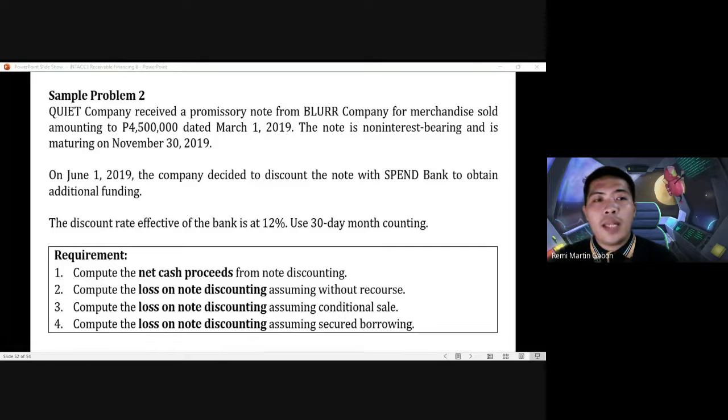Then, on June 1, 2019, the company decided to discount the note with Spend Bank to obtain additional funding. The discount rate effective of the bank is at 12%. Then use 30-day month counting. So ganun pa rin. In a year, 360 days yung assumption. Every month, meron tayong 30 days. The same pa rin yung requirement sa atin, net cash proceeds and loss on discounting. Sige. Okay. Kayo naman ang mag-solve. Magkano kaya ang ating number 1 muna, yung net cash proceeds.